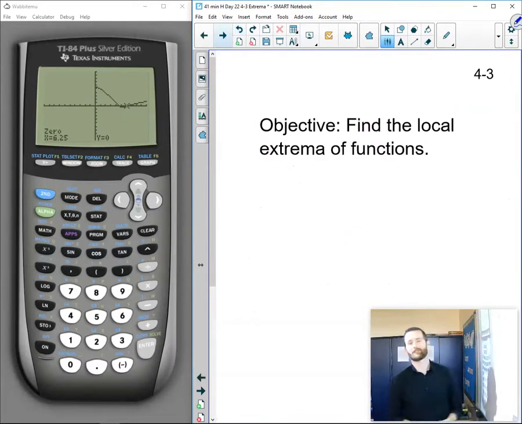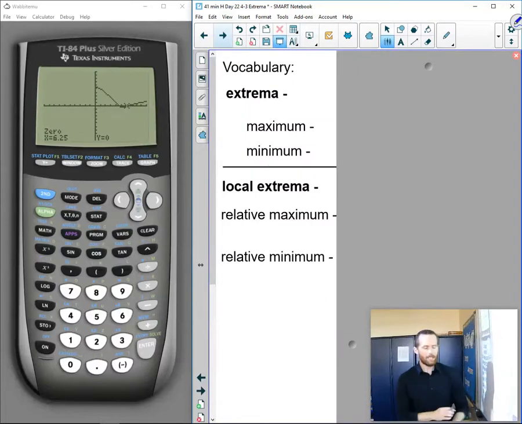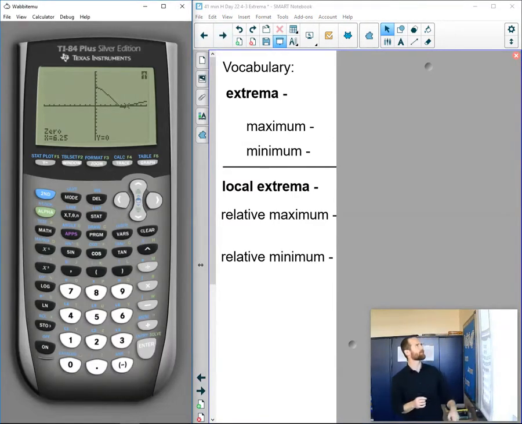Let's take a look at our objective. Today we're doing chapter 4, section 3. After today we should be able to find the local extrema of functions. Now right now if you're thinking, what does that word mean? That's okay. That's one of the first things we're going to talk about. Let's jump to our vocab. So we basically have extrema and we have local extrema. Now, whether or not you've heard those words before, let me turn this off just so it's not in my face distracting me.